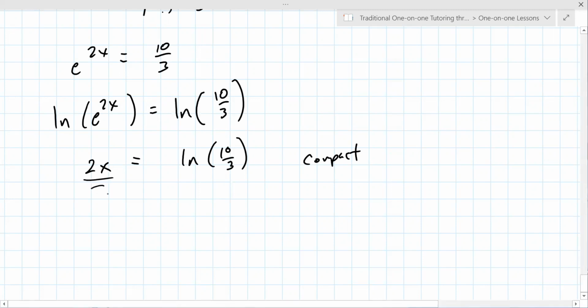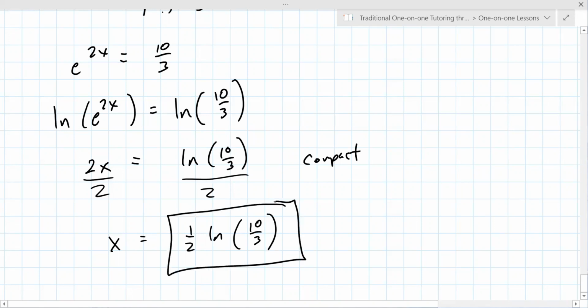All right, and then you divide both sides by 2. So x equals 1/2 natural log of 10 thirds. You could put this in your calculator, but you don't need to. You're done here. This is what your instructor wants to see.